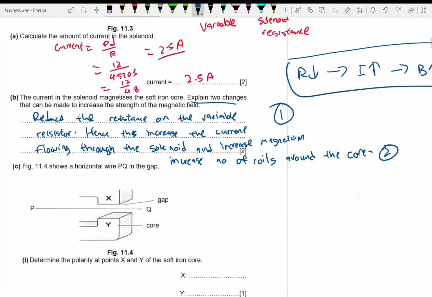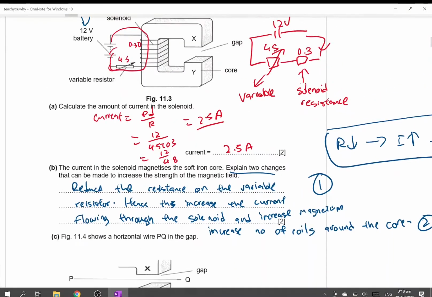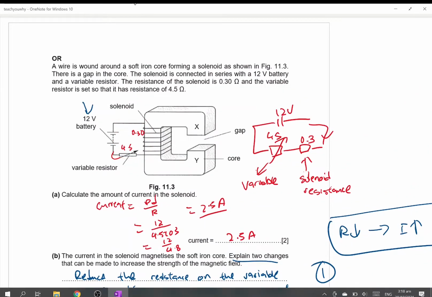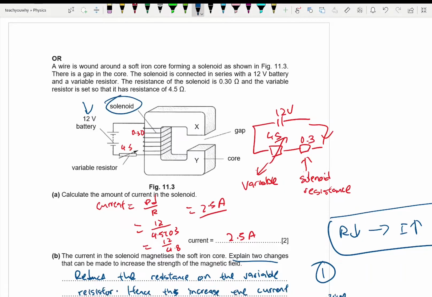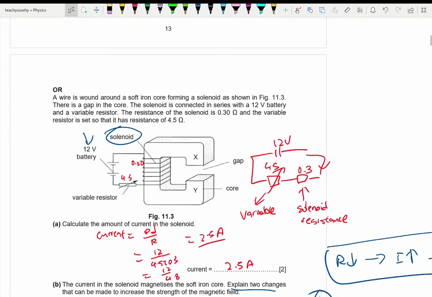All right, quite straightforward. Part C, determine the polarity at point X and Y of the soft iron core. As usual, whenever you have a solenoid and you need to determine the direction of the magnetism, which rule do you use? We will still use the right-hand grip rule. But first, before we start with the right-hand grip rule, we draw the direction of the current in the coil. So based on this, you imagine you grip this using your right hand. The only way for you to grip it is like this.